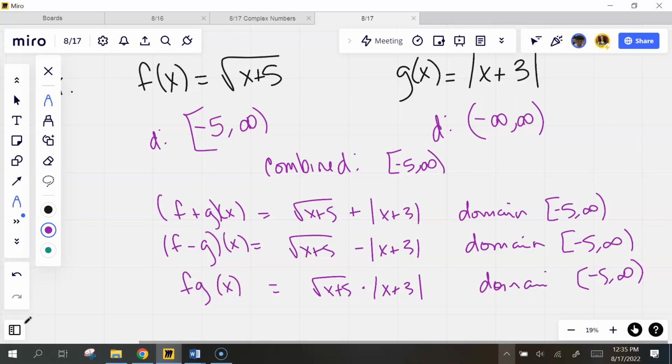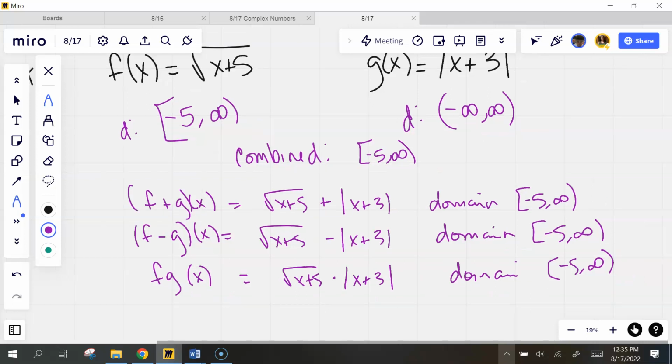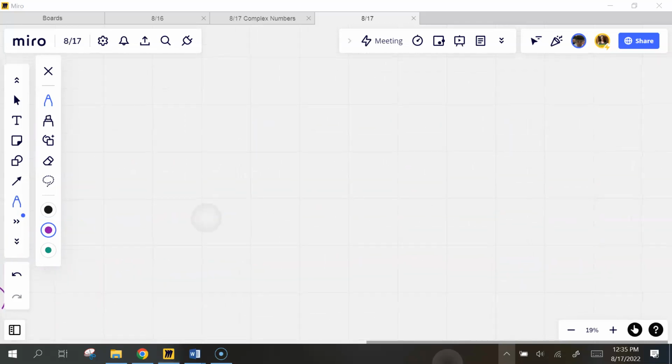Did you do number 8? Yes. Number 8. Same deal, but this time I'm doing division. So f of x is x cubed. G of x is the cubed root of 1 minus x cubed. So let's find our combined domain first.